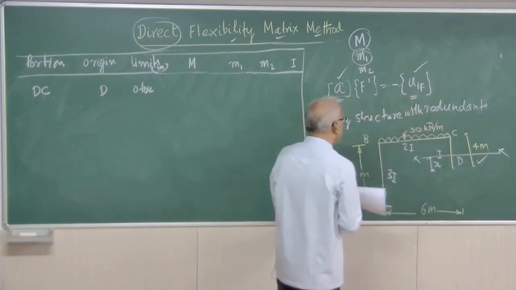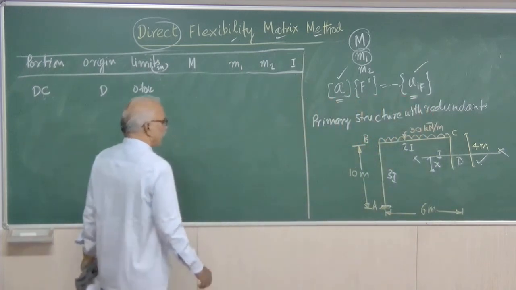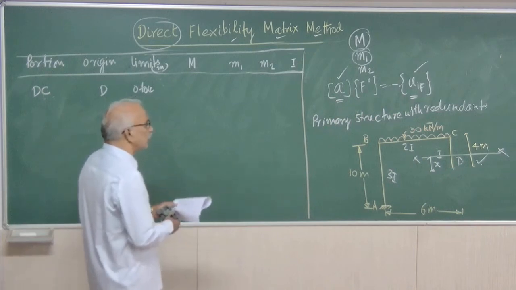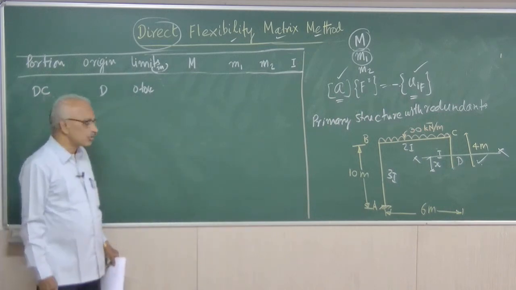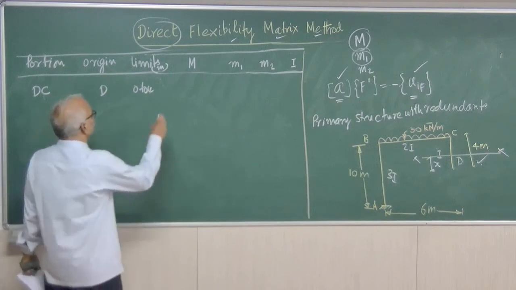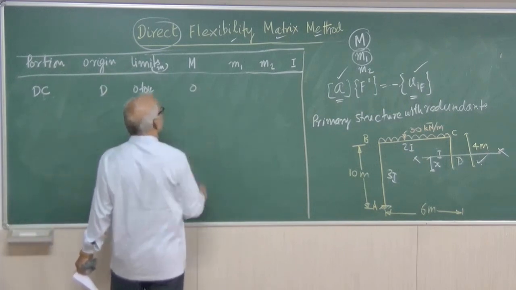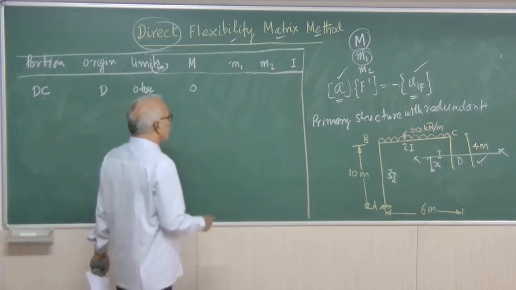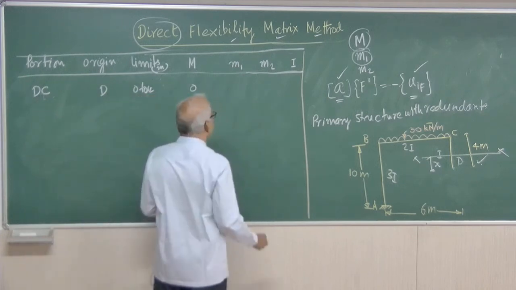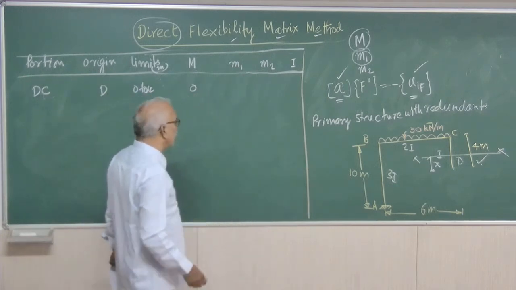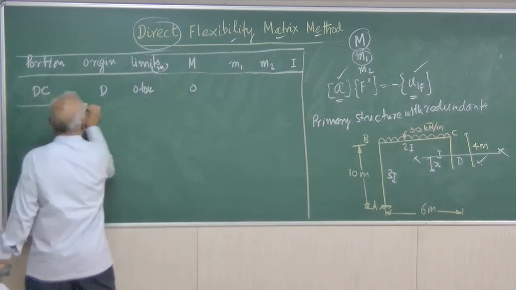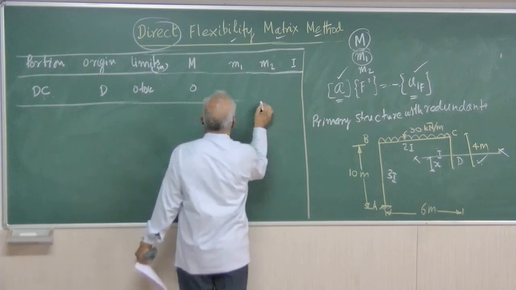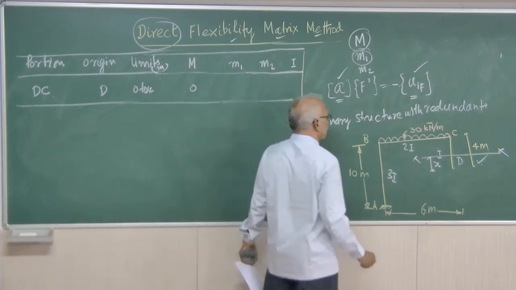For M, there is no force in the portion DC. There is no external load in CD, therefore M equal to 0. So other two things we will take up a little later, right? Before that, next part is that of CB.